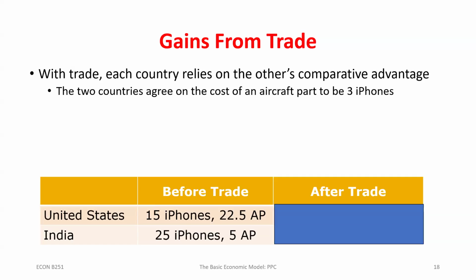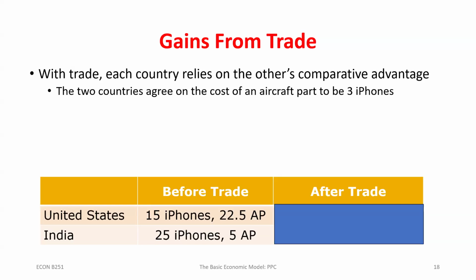Okay. So initially, we go back and remember who had the lower cost for an aircraft part. The US only had to give up 2 iPhones. India had to give up 5. So who has the comparative advantage in aircraft part production? The US can do it at a lower cost. So they're only going to produce aircraft parts. And if they were only producing aircraft parts, we go back, we said they could produce 30. If India was only producing iPhones, and we go back to that original table, we said they could produce, I think it was 50, if I remember correctly.